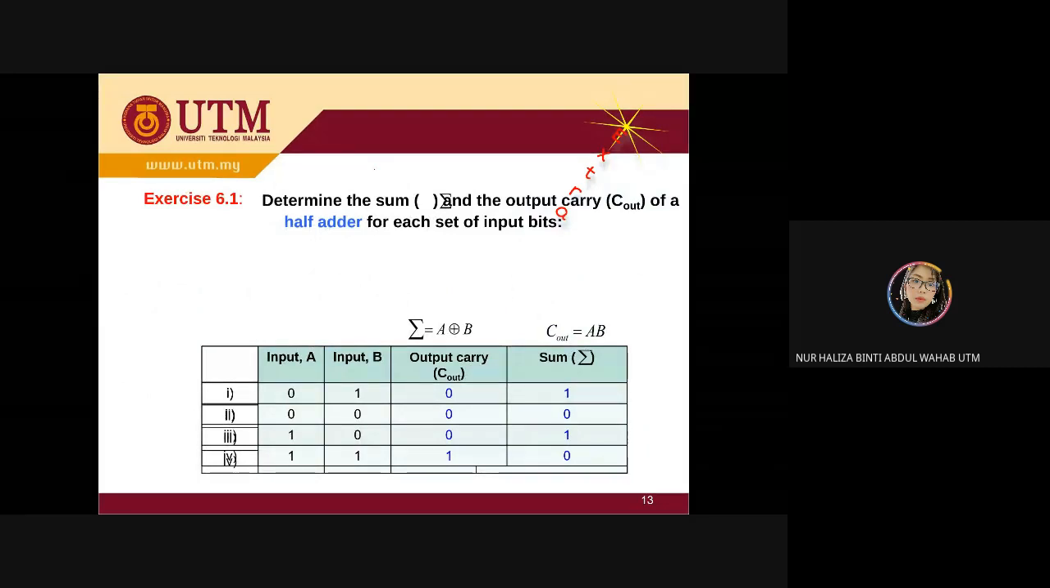If, let's say, you were given: determine the sum and the carry out of a half adder. This one is a half adder, not the full adder, for each set of the input bits given. So you have 00, 01, 10, 11. This is your input, and you need to have the output. Last time you already saw the truth table, but if you don't remember, you can memorize. This is your exclusive OR, this is your AND gate, A dot B.